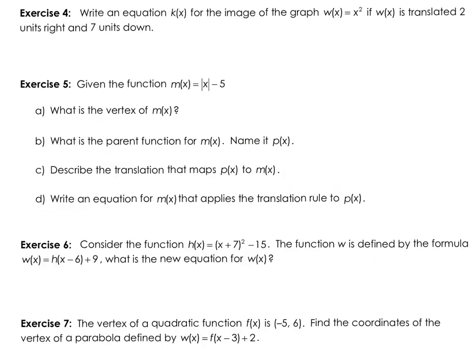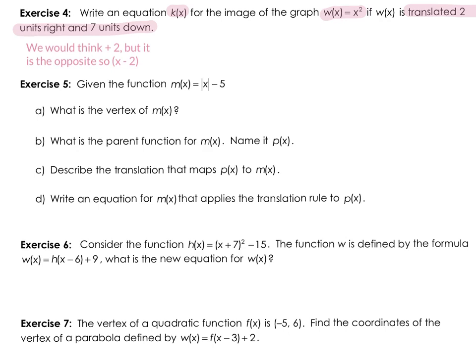Okay, exercise 4 says we need to write an equation, k of x, for the image of the graph, w of x equals x squared, if w of x is translated 2 units right and 7 units down. Okay, so when we say that it's translated 2 units right, we would think that right would be going to the positives on the graph or going right to plus 2, but it's the opposite of what we think. So instead of plus 2, it's going to be x minus 2.